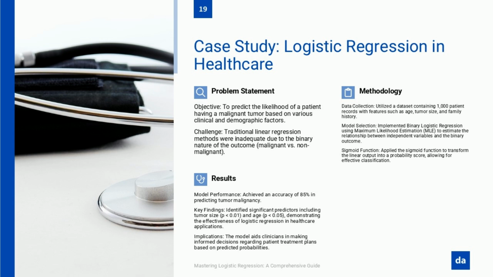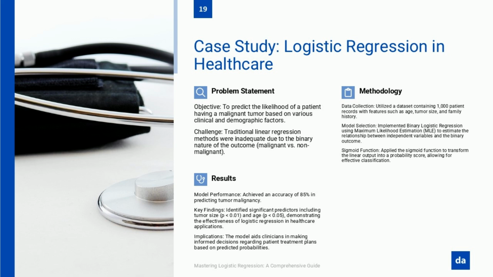Imagine you're a data scientist at a hospital, and your job is to build a model that predicts whether a patient has a malignant tumor or a benign tumor based on different medical features, things like tumor size, patient age, and family history. This isn't just some theoretical math problem. Doctors will use your model to make real medical decisions. No pressure, right? Here's how we approach it using logistic regression.